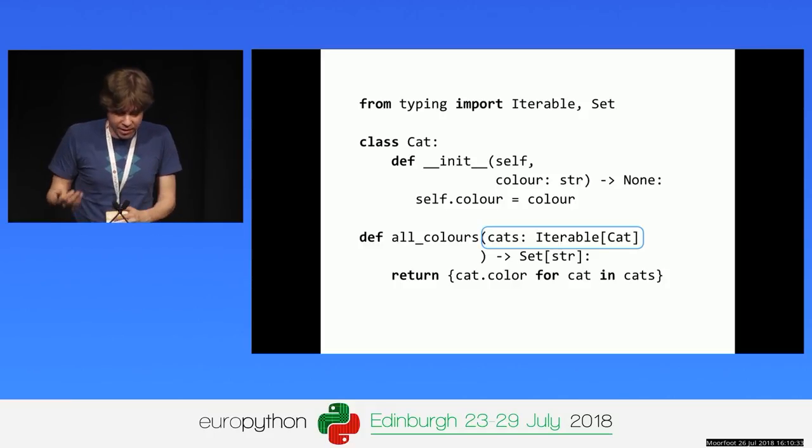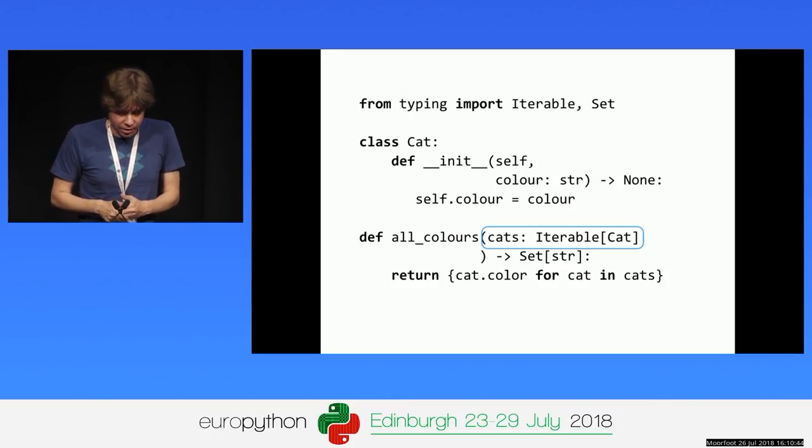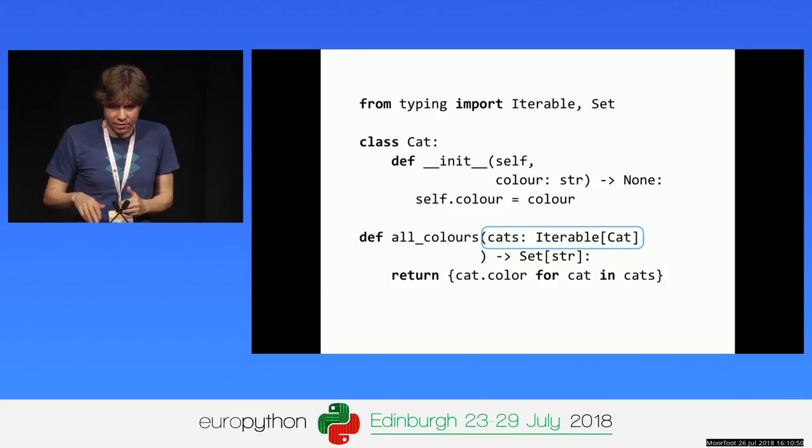So the cats argument is an Iterable over Cats. So we use square brackets to build more complex types out of simple types. And also the return type uses square brackets to say this is a concrete Set object with string items.